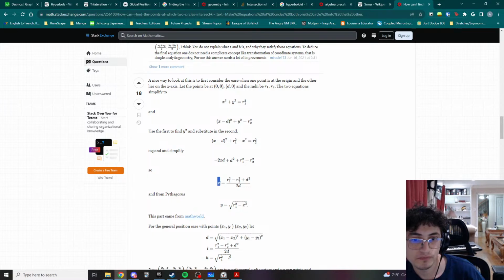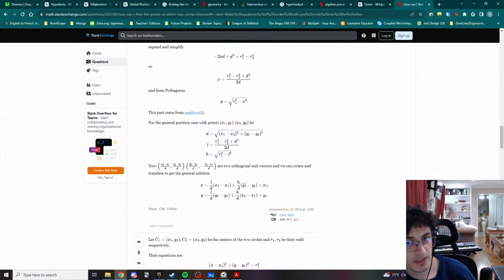So then you've got x is that. These are all numbers, so you can calculate that. And then from Pythagoras, this part we just solved for this. We said r1 squared, subtract the x squared, and then take the square root of it. You get this.